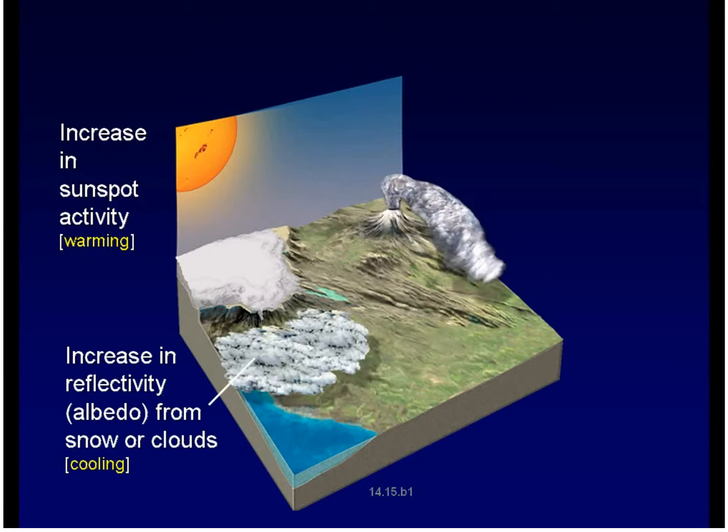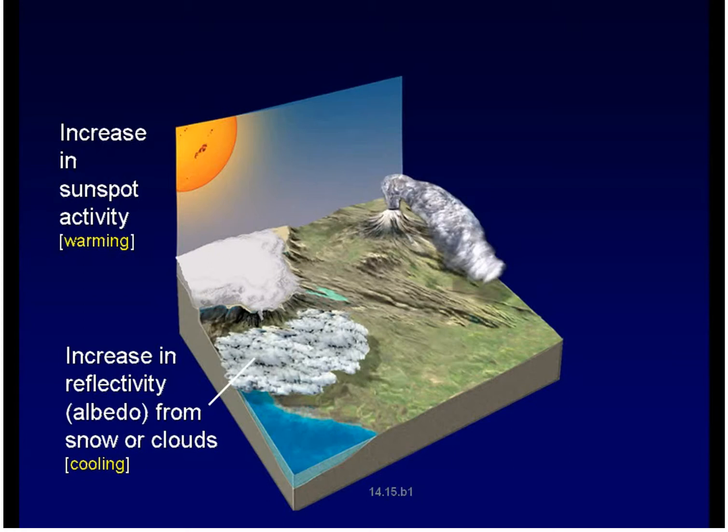The second is an increase in reflectivity, what's known as albedo, from snow or clouds, and that has a cooling effect. This is a feedback mechanism, because if we're already moving into a cooler period with more snow and ice on the surface and cooler, cloudy weather, then we have more albedo, and therefore more cooling, and not so much of the Sun's energy reaching the Earth.